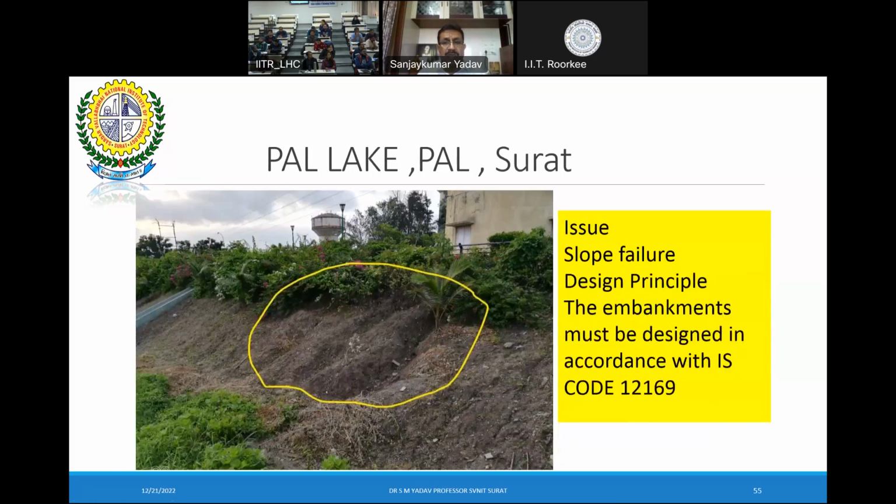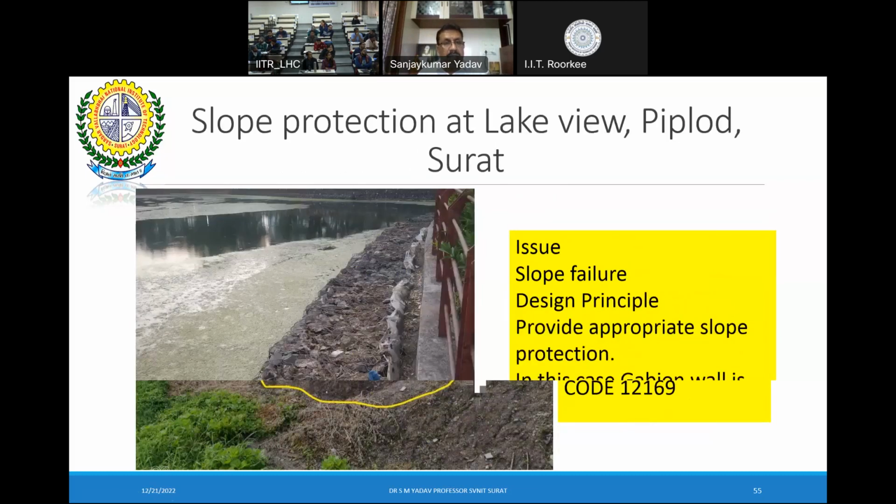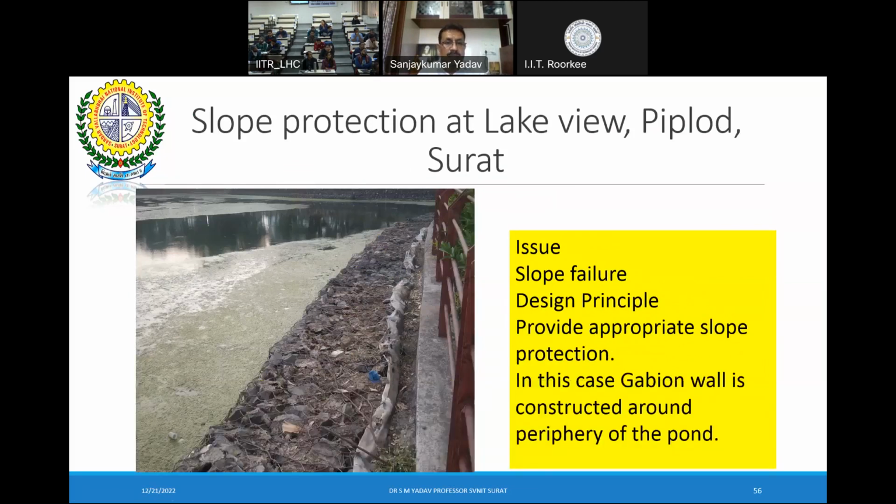This is another picture of slope failure. The embankment must be designed in accordance with IS code 12169, so that you can avoid the failure of the slope. When it comes to the slope of the pond, what practice is followed for other ponds in Surat? For that, I have visited the Lakeview Pond, that is near the SVNIT college campus, near my campus.